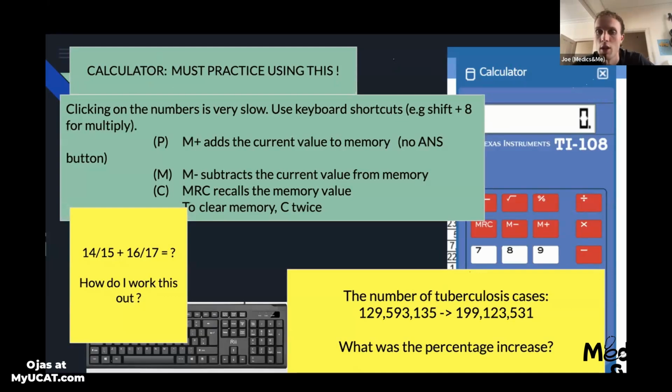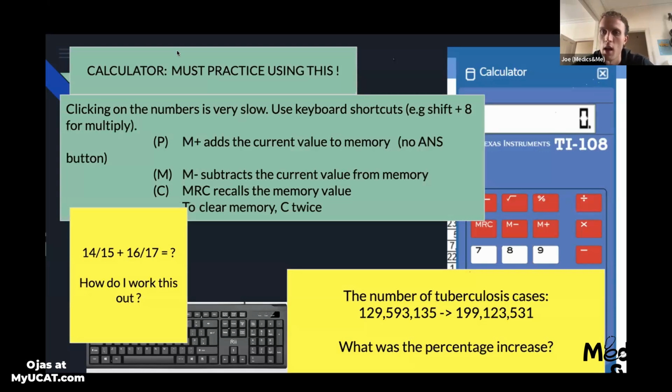But in reality, as we saw with the last question, when you can identify that answers are far apart, often you can just round numbers, do that mental maths in your head if you can. So don't be over reliant on the calculator, but it is a really important tool when you need to use it. So what we do know is, as said on the slide here, clicking on the numbers is very slow.